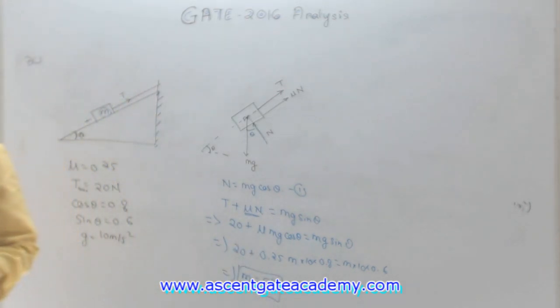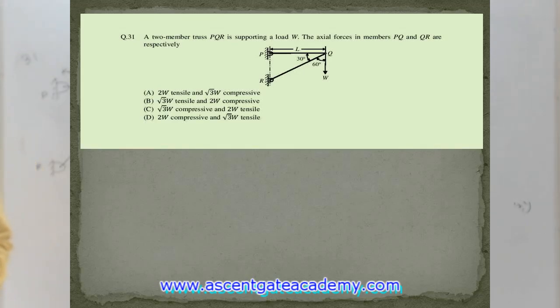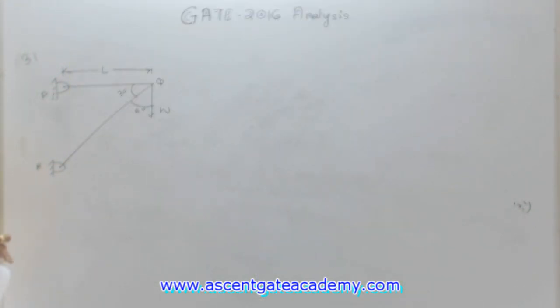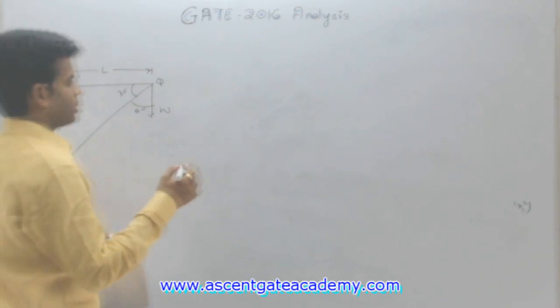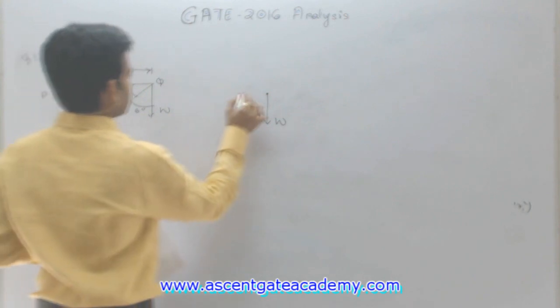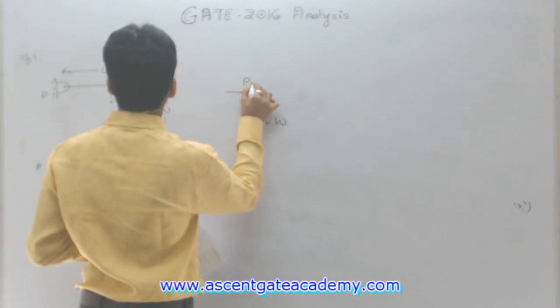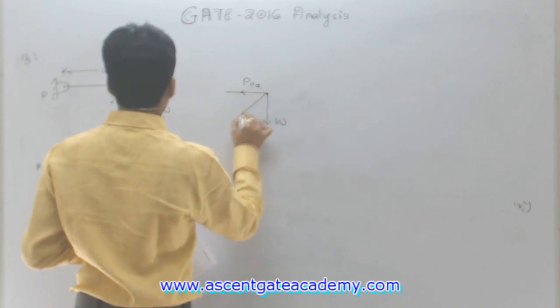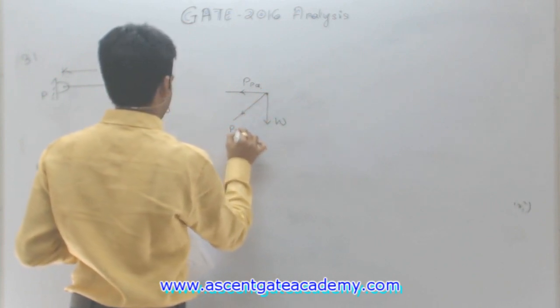Getting this? Okay, next is question number 31. The two member truss PQR is supporting a load W. The axial forces in the member PQ and QR are. Okay, so this is the figure given, and at this particular point Q, a vertical force W is acting. Here PQ is acting, and here PRQ is acting.